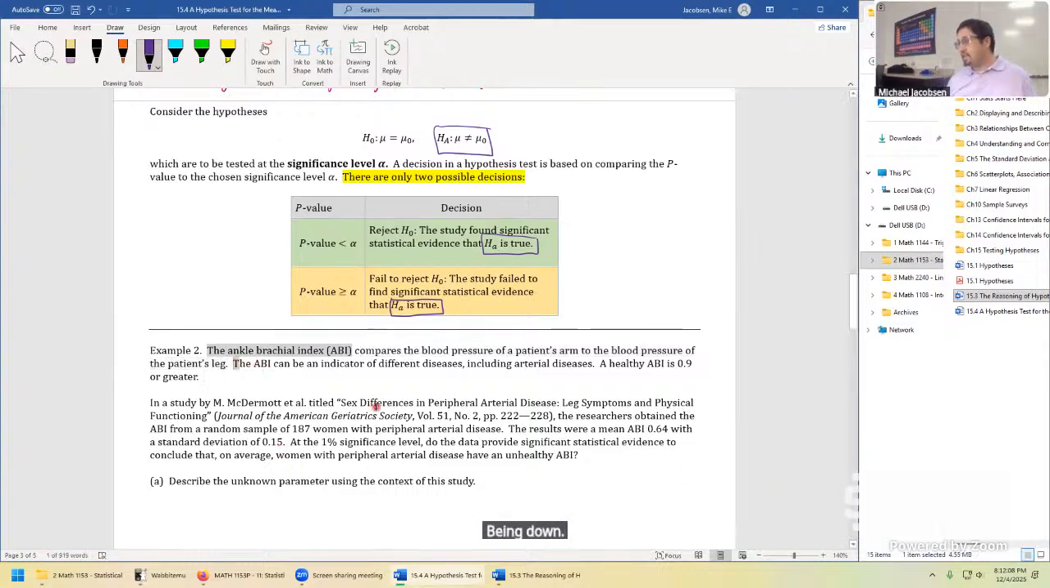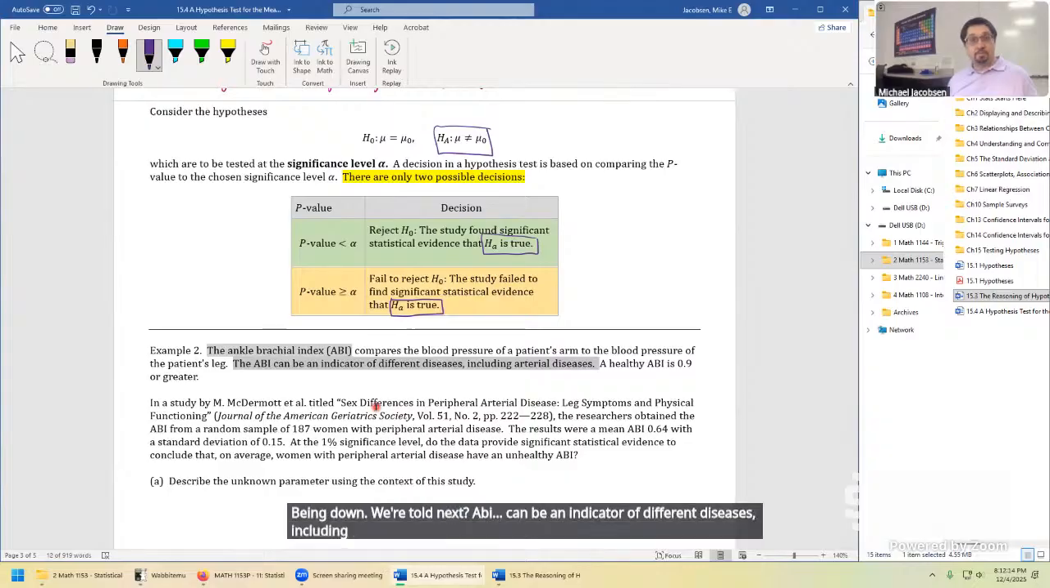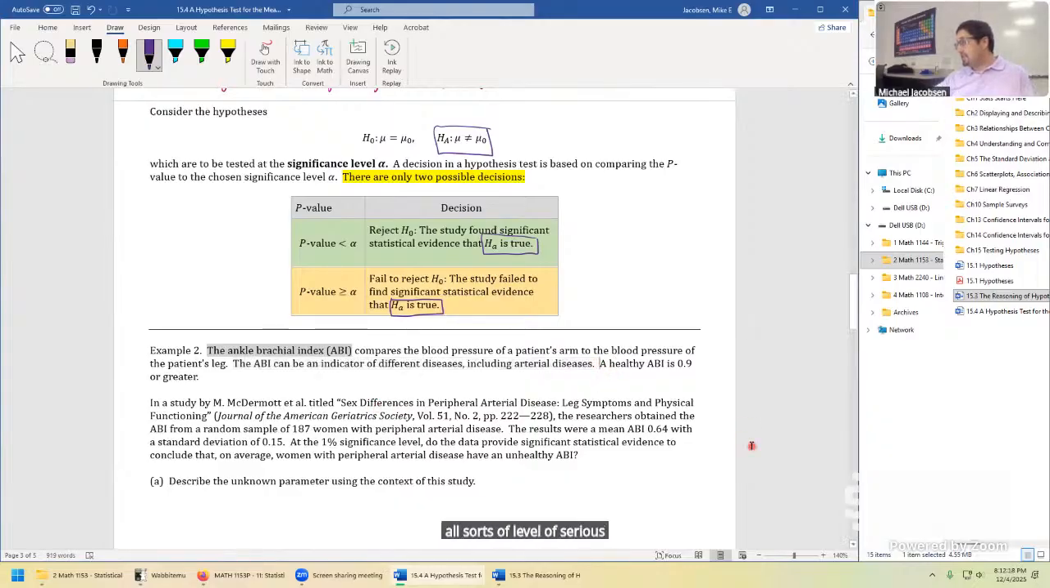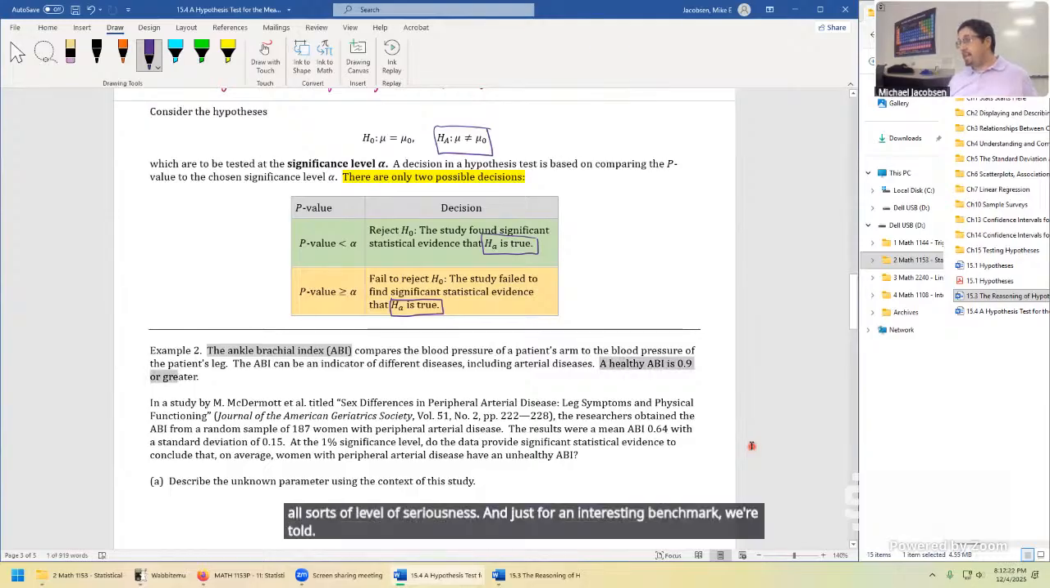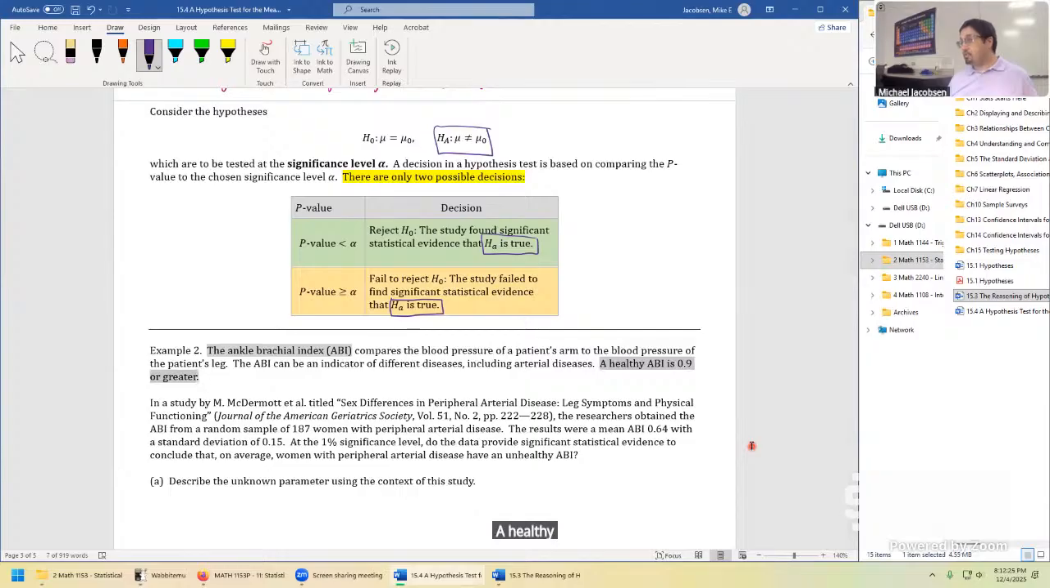We're told next, ABI can be an indicator of different diseases, including arterial diseases, which can be all sorts of levels of seriousness. And just for an interesting benchmark, we're told a healthy ABI is 0.09 or greater. We'll have to come back to that information there. So that's the setup so far.